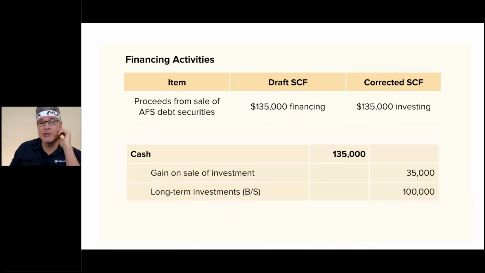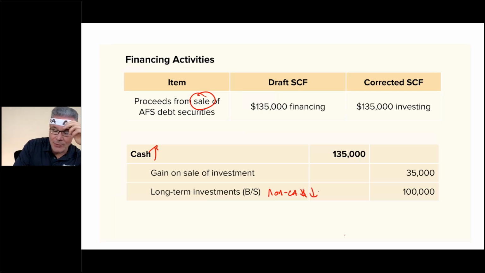All righty, so journal entry. You ready? We're on the sell side. So cash is going up. Non-current assets are going down. Inverse relationship. Investing inflow. What's our plug figure? The gain.